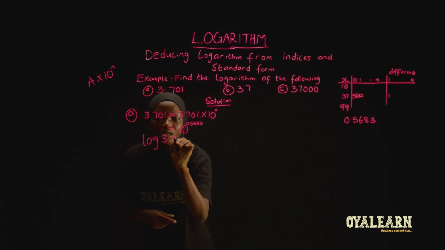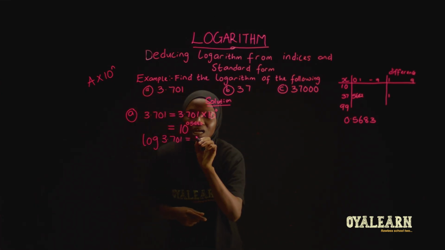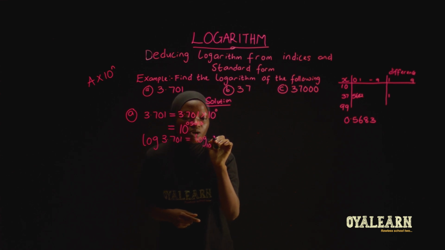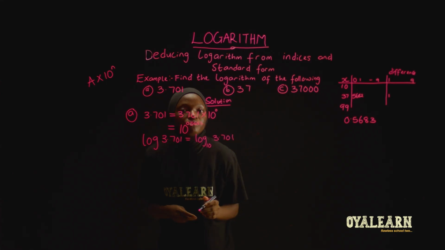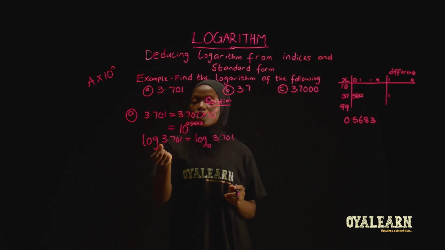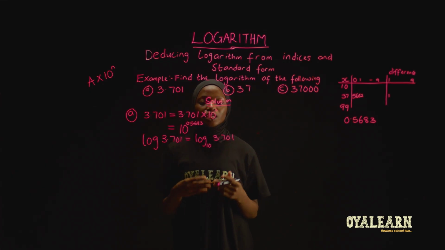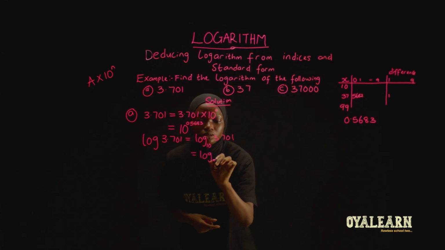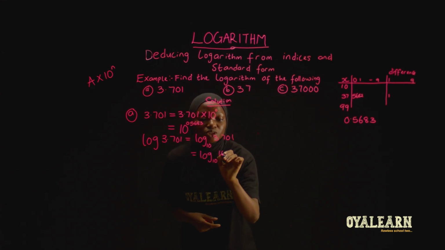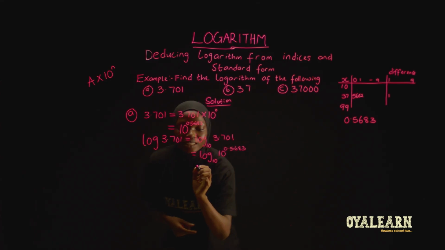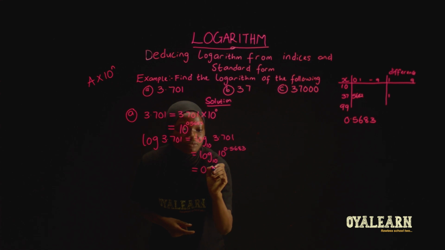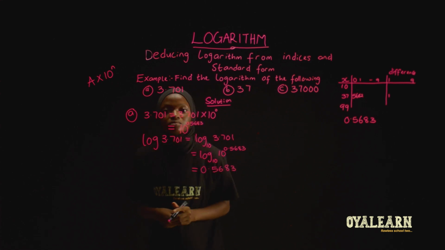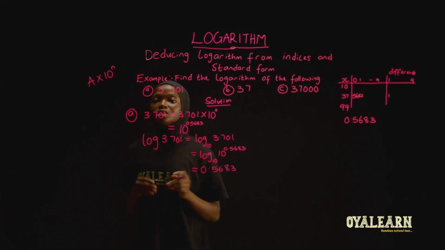Log of 3.701, which is the same thing as having log to base 10 of 3.701. Recall in the previous video I said whenever you have logarithm without any base like this, it is usually in log 10, in base 10. So here, this is the same thing as having log to base 10. 3.701 has been expressed as 10 raised to the power of 0.5683. And that means the logarithm is the power, what we need from the definition in the previous video, 0.5683. And that gives us the logarithm for 3.701.